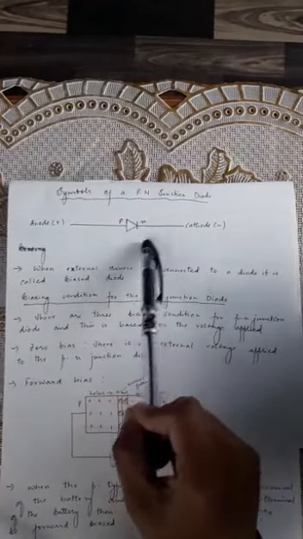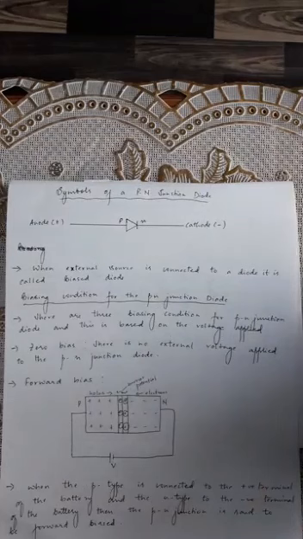Now, I will discuss the biased diode. And first of all, what is a biased diode? When an external source is connected to a diode, it is called a biased diode. Now, let us see what the biasing conditions are for the PN Junction Diode. There are three biasing conditions for a PN Junction Diode, and this is based on the voltage applied: zero bias, forward bias, and reverse bias.